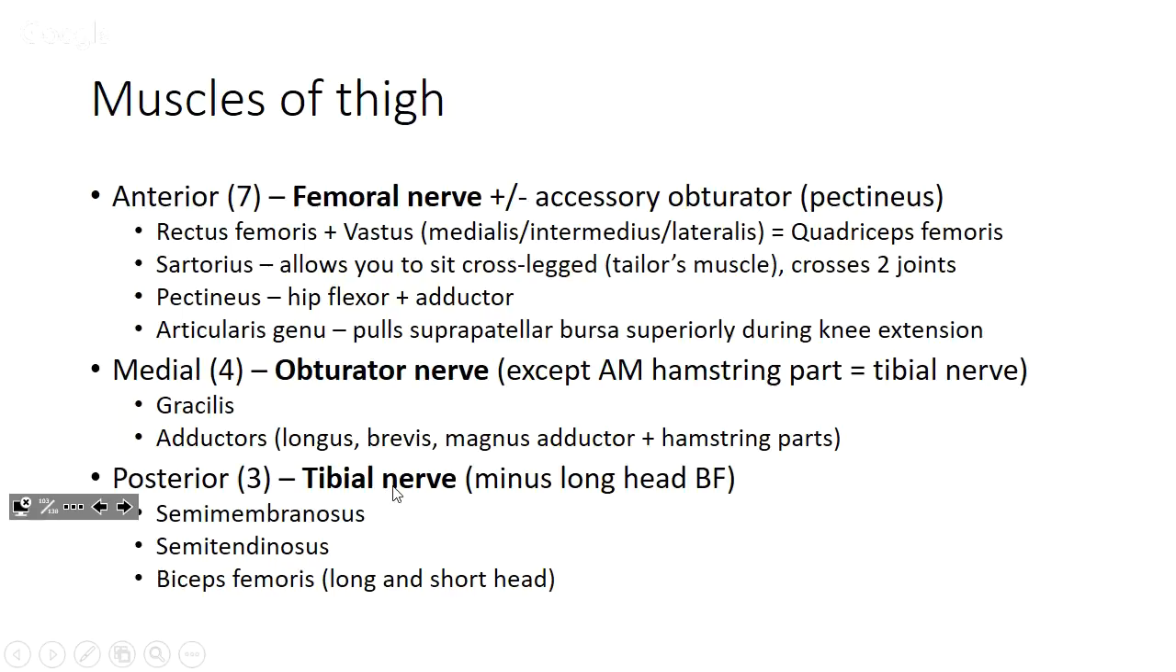So the tibial nerve, if you remember, supplies the 3 hamstring muscles, so semimembranosus, semitendinosus, and the biceps femoris, except for the short head. So there are these exceptions that I'm not sure whether they might test you on. It would be a bit harsh, but just for you to remember.